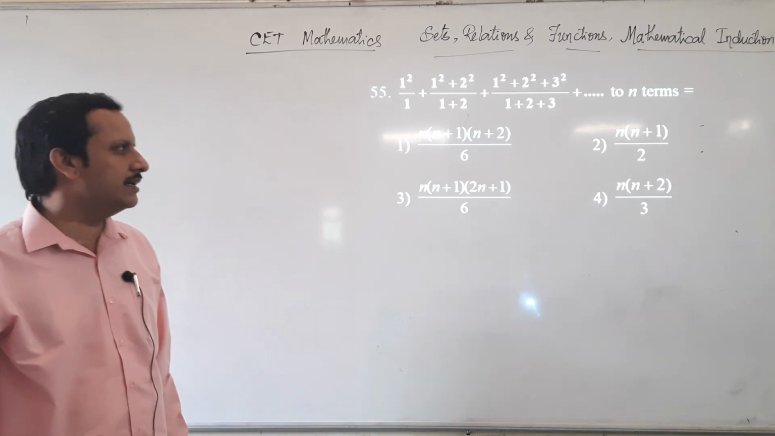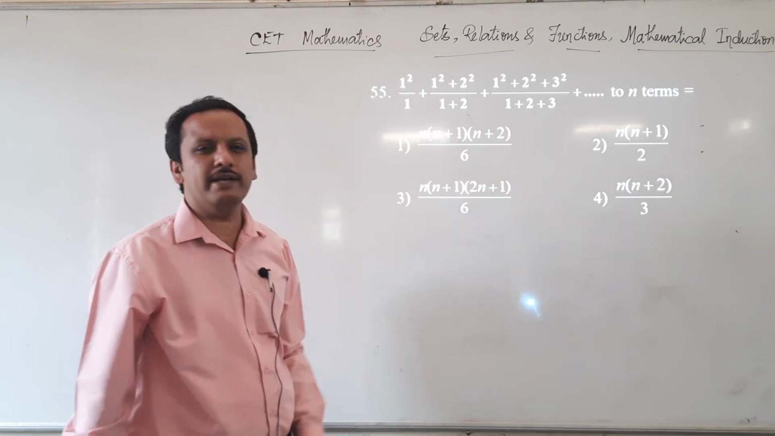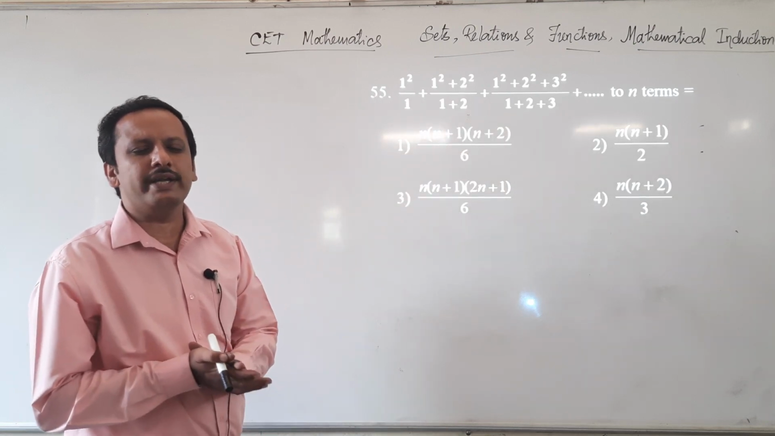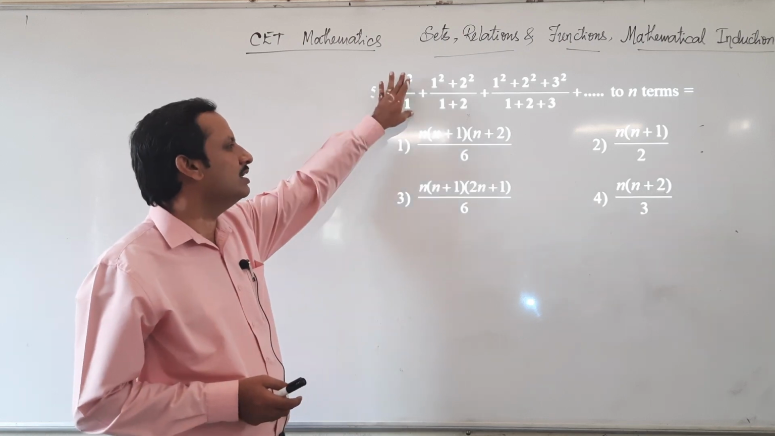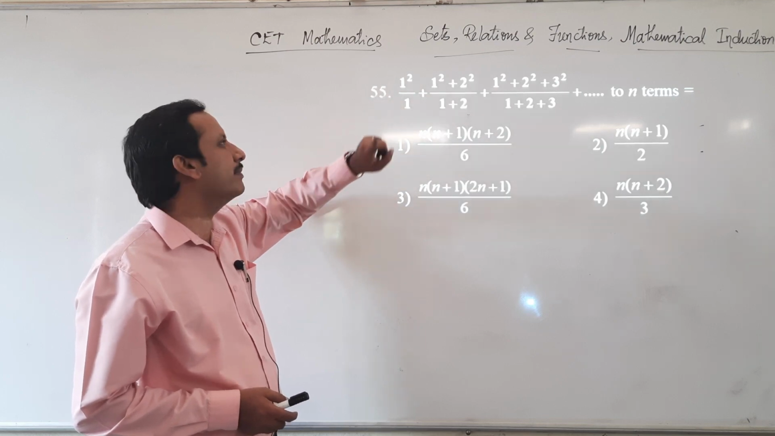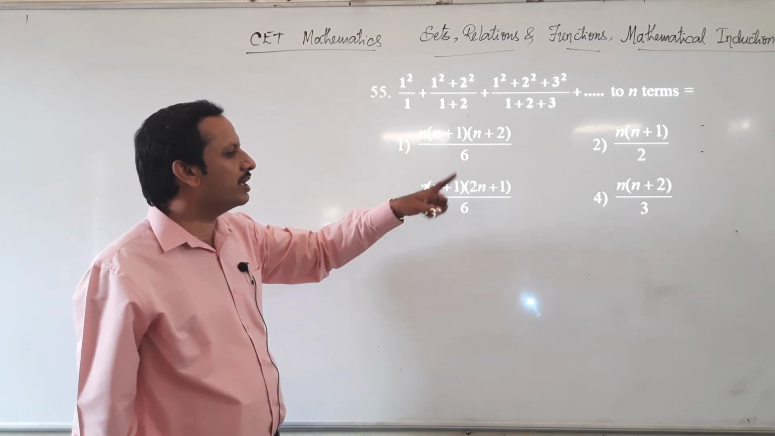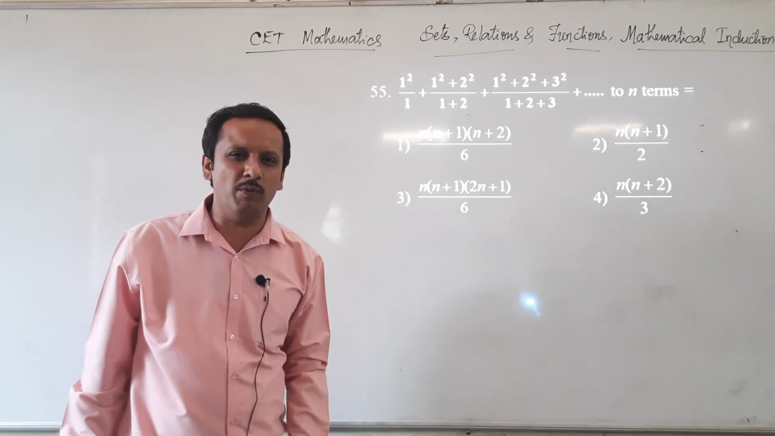So here, these are the terms we have, up to n terms they are asked. What I do is I will put n equal to 1. n equal to 1 means I am just considering the first term. If I consider the first term, I am going to get 1 square by 1, which is 1 by 1, that is 1. Now you put n equal to 1 in all the options and check how many options will give you 1.